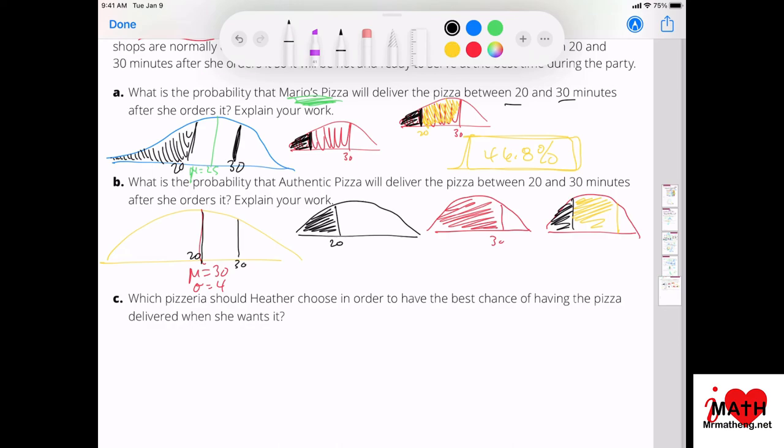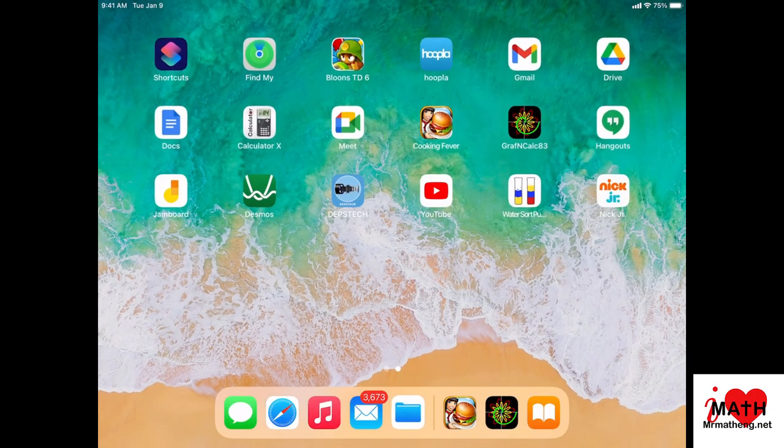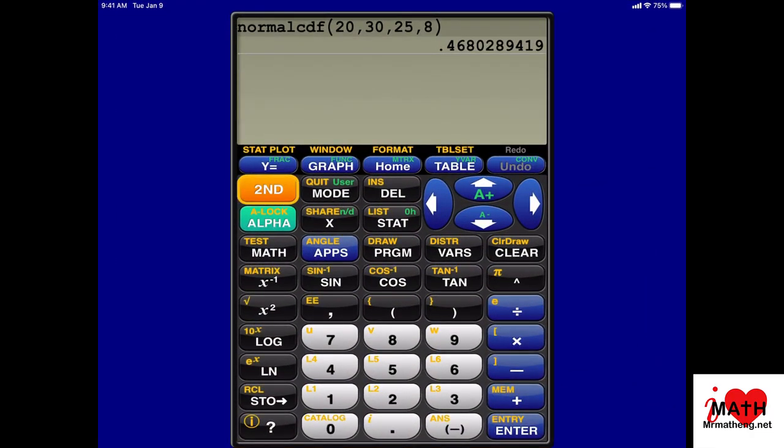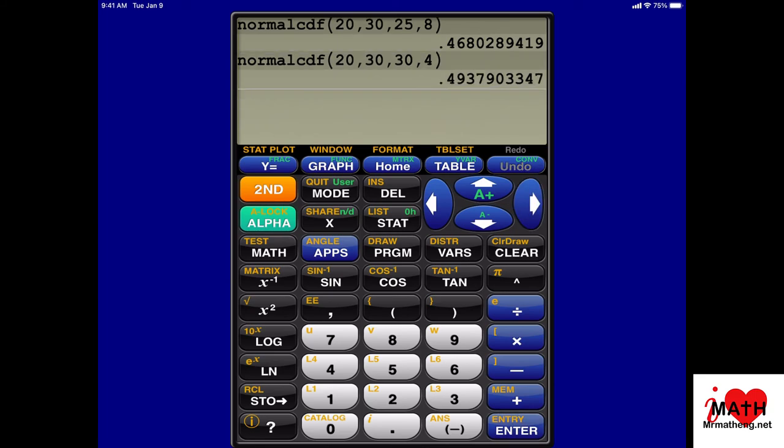So let me just write that out. Black plus the yellow equals the red from the previous step. And yellow is equal to the red minus the black. Or we could just put it into our calculator, 30 and 4. Second, enter. I got those same numbers, right? The only difference is I'm waiting between 20 and 30 minutes, but then my standard deviation is 4. And I get 49.4%.